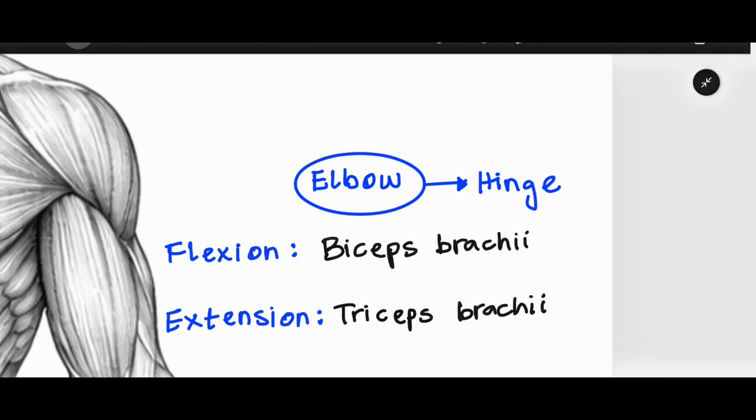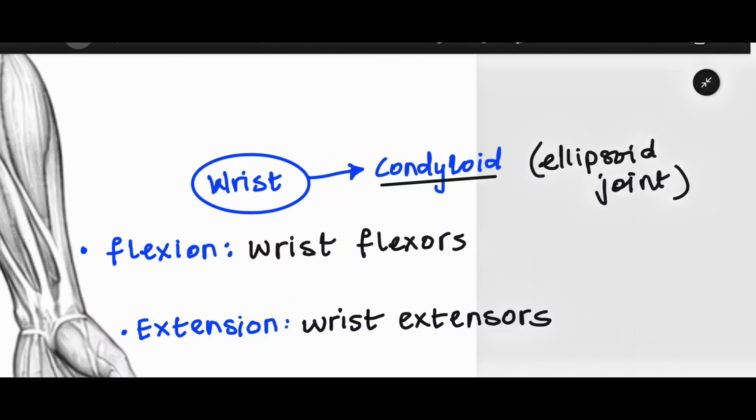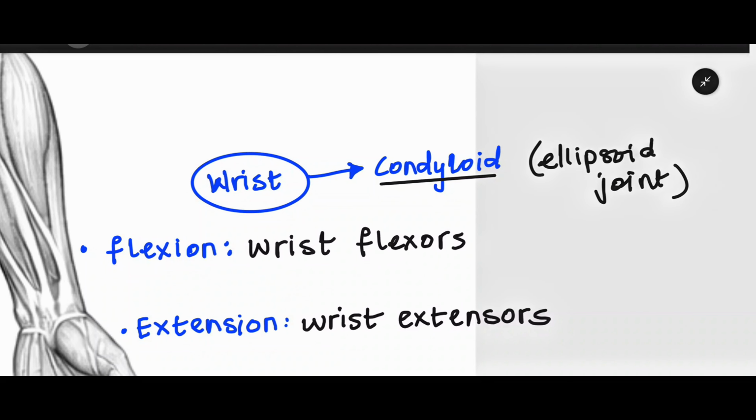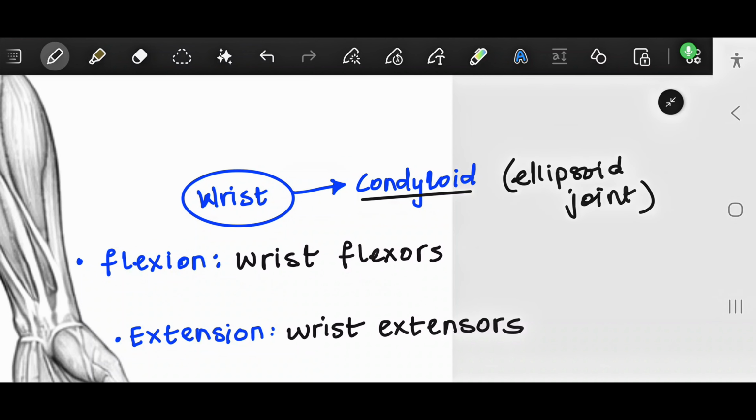Now let's move on to the wrist. Again, very straightforward. Wrist flexion, the agonist is the wrist flexors. So the antagonist for wrist flexion would be the wrist extensors. Wrist extension, on the other hand, the agonist is the wrist extensors, the antagonist is the wrist flexors.